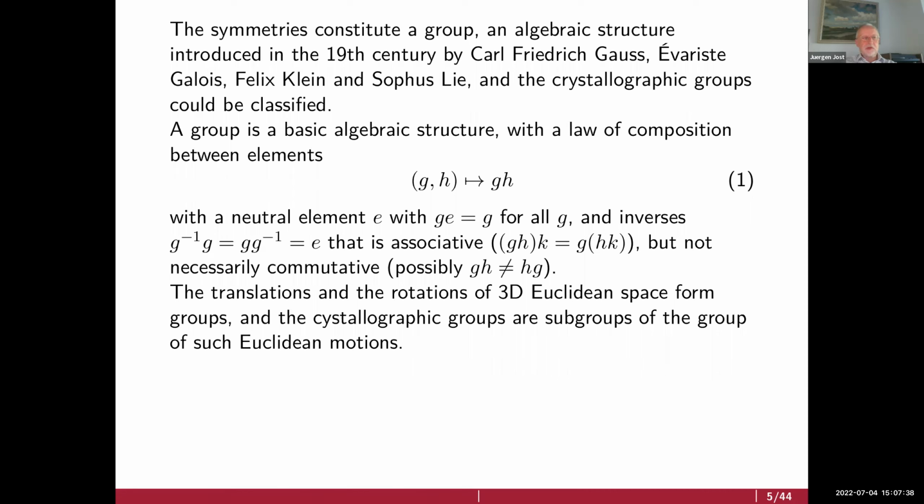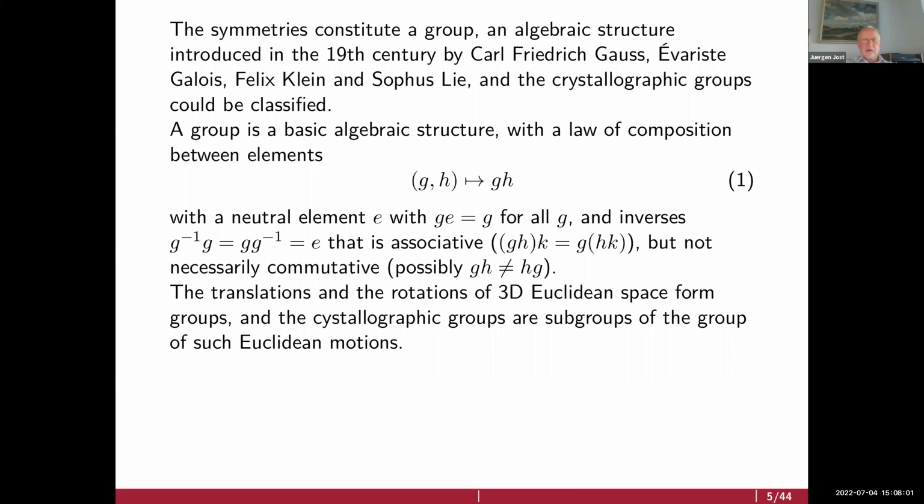If you compose two translations, you get another translation. If you compose two rotations in 3D space, you get another rotation. But the rotation group of three-dimensional space already is non-commutative. The translation groups are commutative. And you can also combine them into a single group, the group of Euclidean motions.